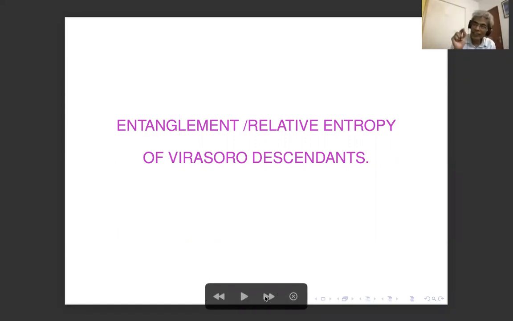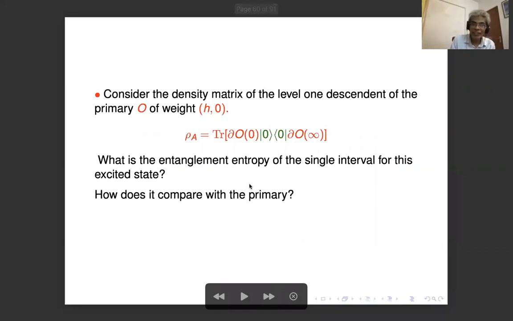And you remember e to the ikx, when we did, it was zero. There was no entanglement entropy for it. And now consider the density matrix of a level one descendant. This is just del O. What's the entanglement entropy of this for the single interval, and how does it compare with the primary?